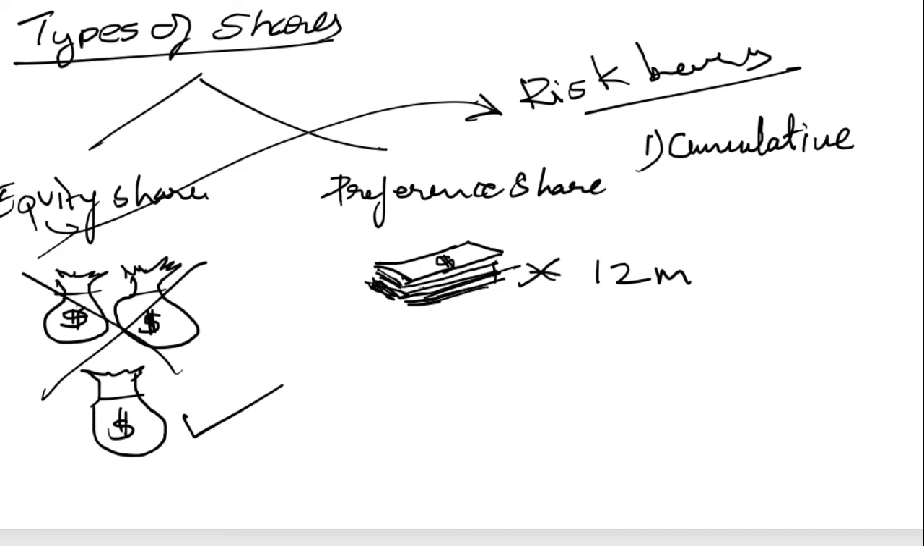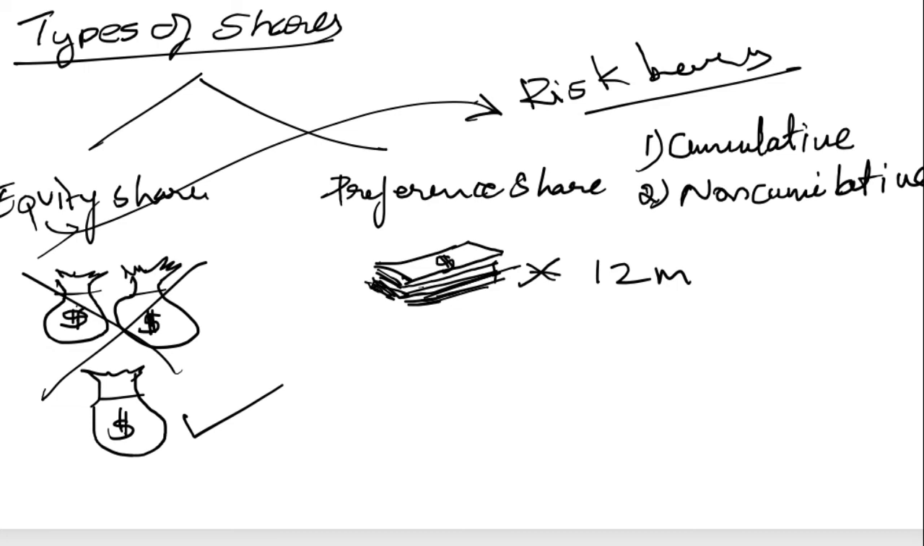Next, the second one is non-cumulative. What do you mean by non-cumulative? Non-cumulative preference shareholders are entitled to get a fixed dividend out of the current year's profit. If in a particular year there is no profit, they cannot expect what cumulative preference shareholders get. That privilege is not available to non-cumulative shareholders. They cannot claim the dividend in the next year. That is called a non-cumulative preference share.